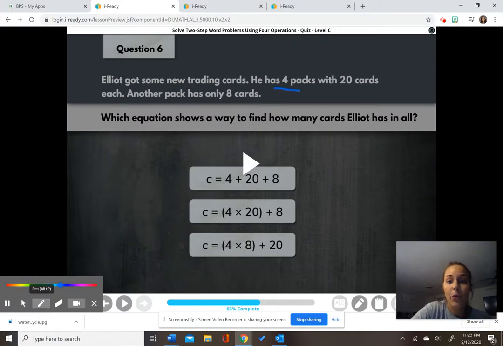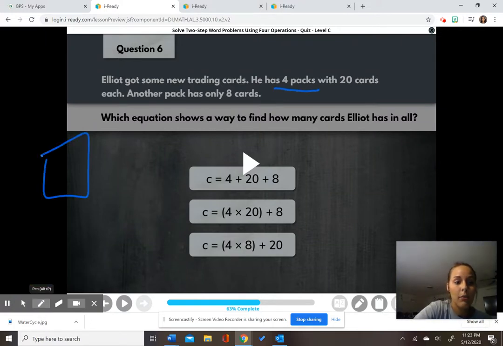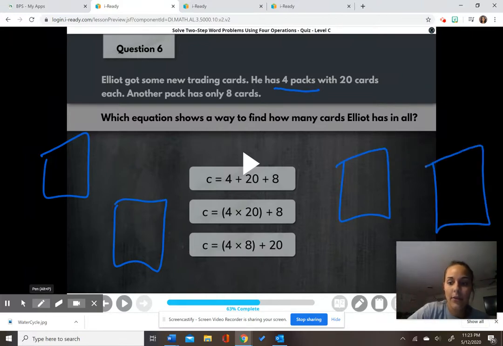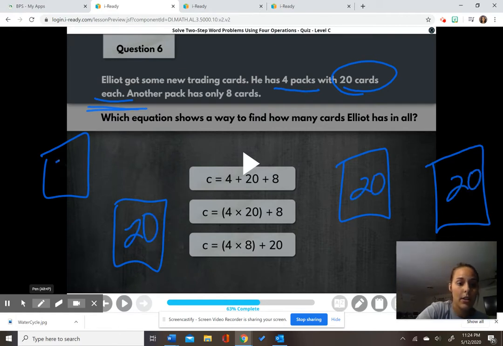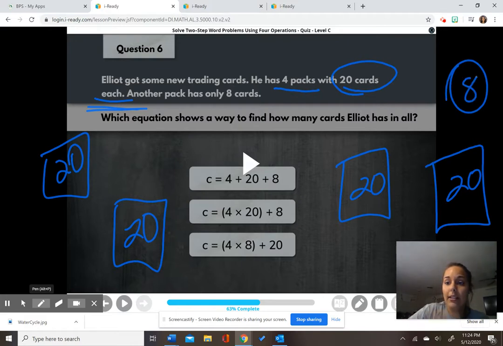He has 4 packs. So I'm going to draw my little packs of my cards. Let's say they're Fortnite cards. So fun, right? I'm sure you guys have Fortnite cards. Each pack has 20 cards each. That means each one has 20. 20 here, 20 here, 20 here, 20 here. Another pack only has 8 cards. So then he's got this other little mini pack and it's 8.